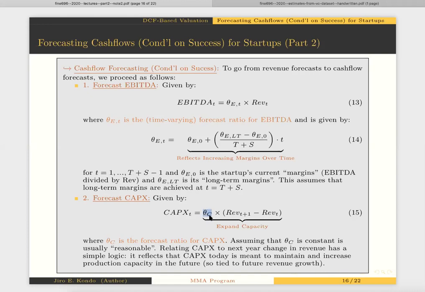Again, this is just an insight that's drawn from historical data on the CapEx activity of startups. Even startups tend to have a similar relationship between anticipated next period change in revenue and CapEx as public companies. So that's why we just model a constant theta C, as opposed to modeling a changing relationship between revenue and, say, EBITDA for a startup over time. It's because that number clearly changes over time for a startup. This number seems to stay relatively constant.